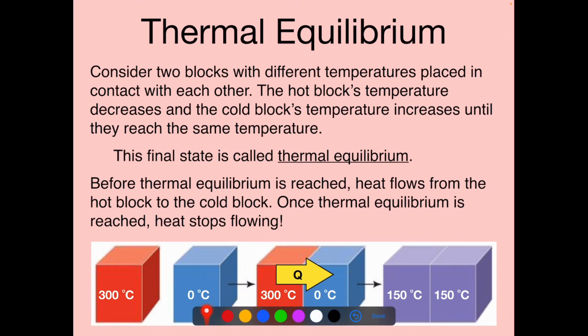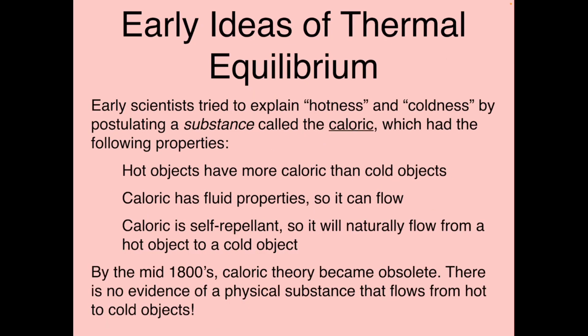Okay? Now before thermal equilibrium, we have heat flowing from the hot block to the cold block. And so once the two blocks reach the same temperature, there's no longer heat flowing between them. And this is what we call thermal equilibrium. We say in this final state, the two blocks are in thermal equilibrium with each other. So what were some of the early ideas about thermal equilibrium?